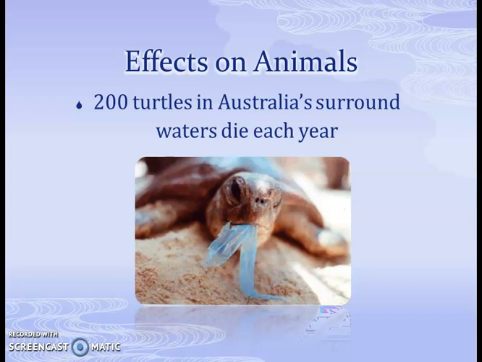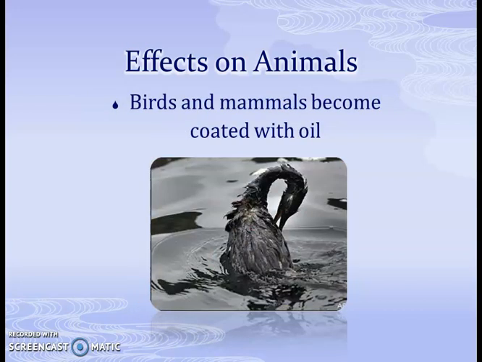Nearly 200 turtles in Australia die each year from water pollution. Birds and mammals also become coated with oil if the water is polluted by oil or petroleum products. So every year, thousands of marine birds and marine mammals die because of water pollution.